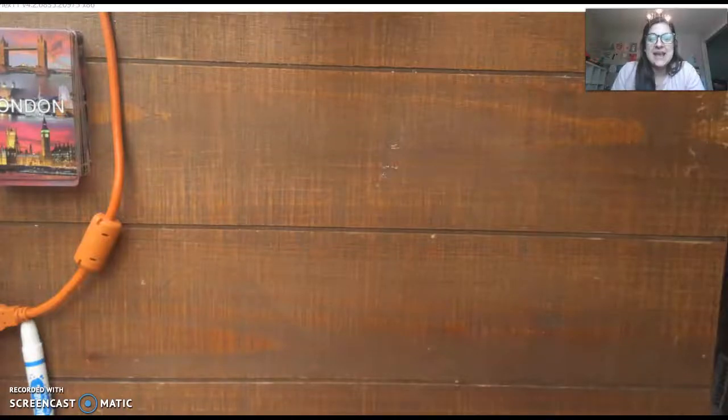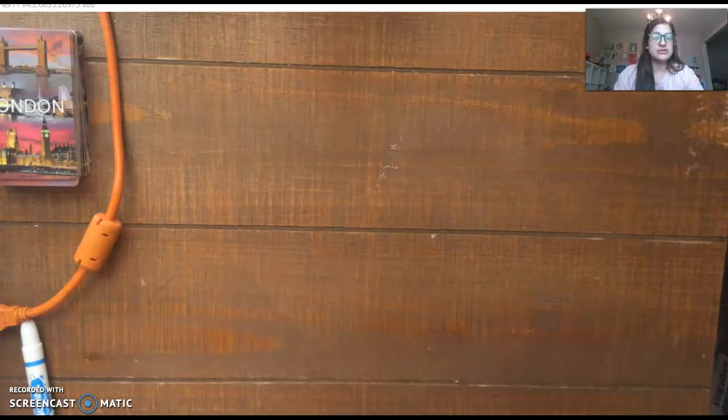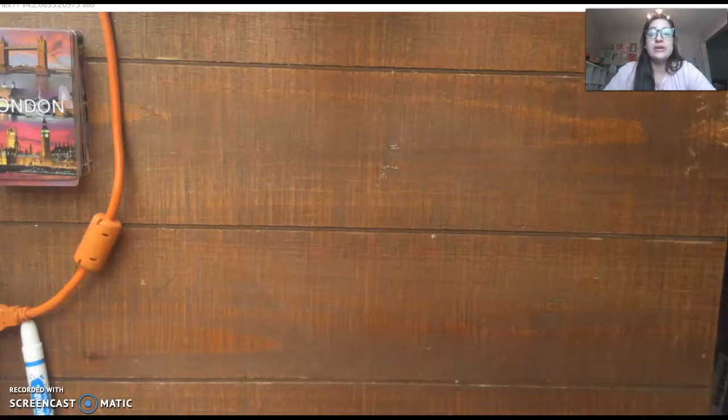Hi guys. It's time for your math lesson. This week in math, we are going to be using our math strategies to add three addends together, to add 3 digits.